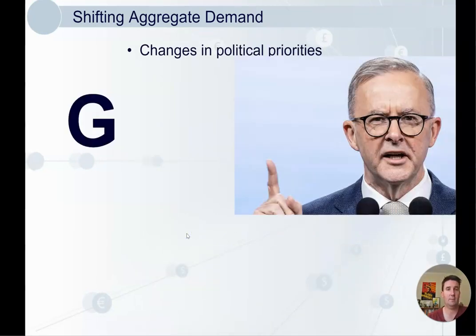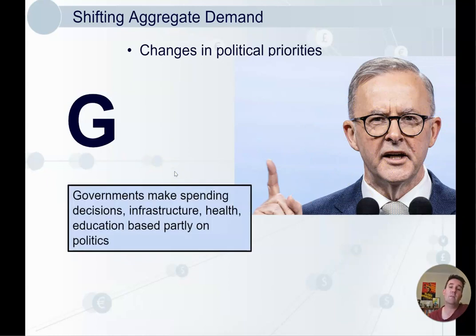Government spending. What affects this? Any change in political priorities. So perhaps a change in government or a change in what they're going to do. That's obviously our Prime Minister, Anthony Albanese. So governments, what they do is they make spending decisions.